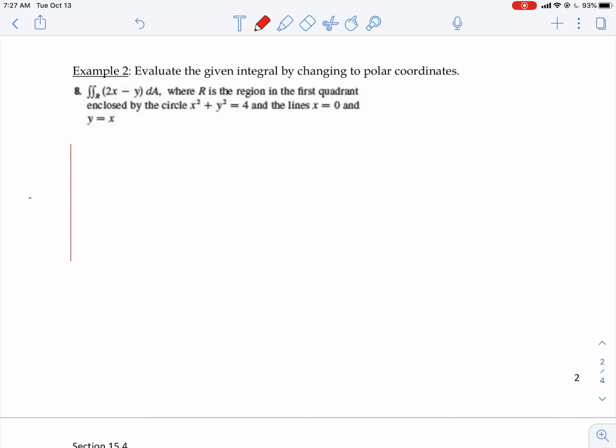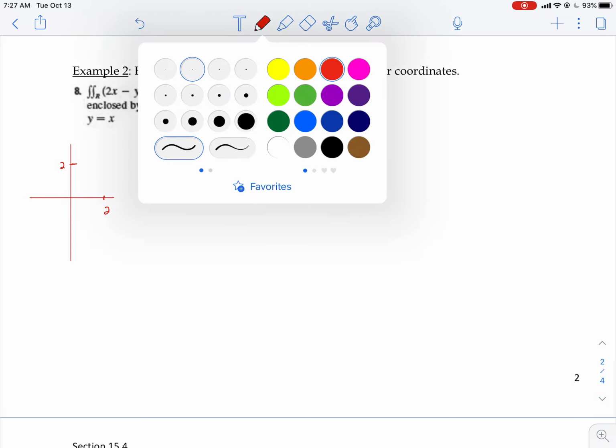Alright, let me draw some straight lines. Watch it go straight. And why I decided to make that smaller, it's beyond me. Alright, so we're going from, it looks like 2. Now it says in the first quadrant, and we're enclosed by x equals 0. All right, so let's draw the circle.